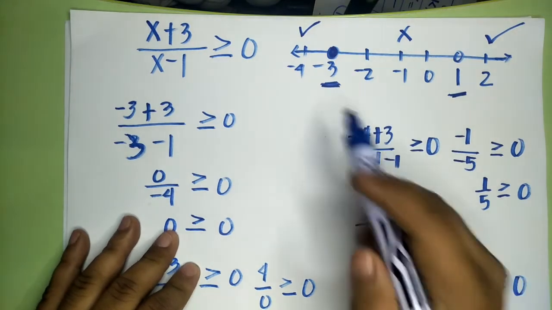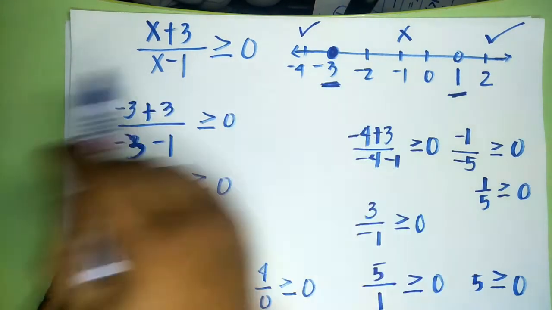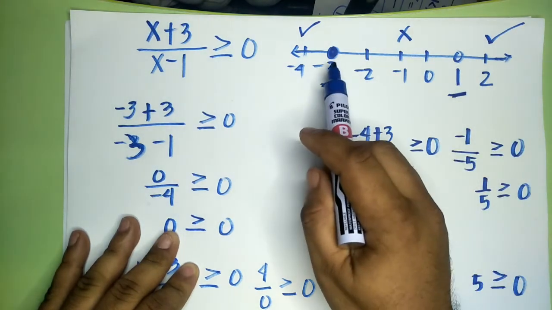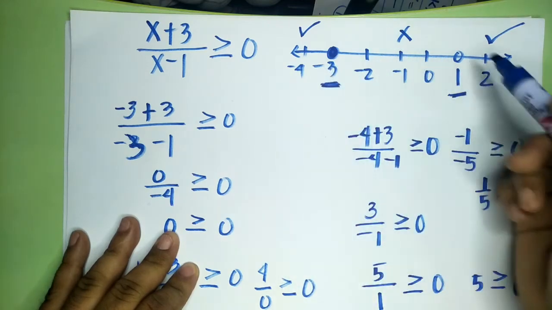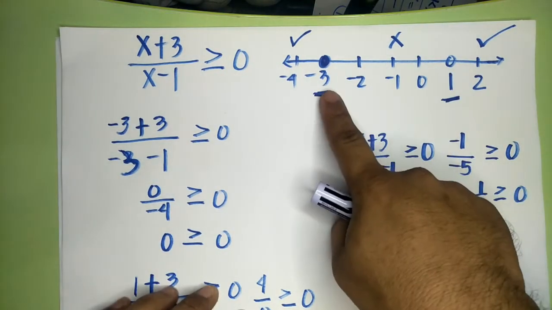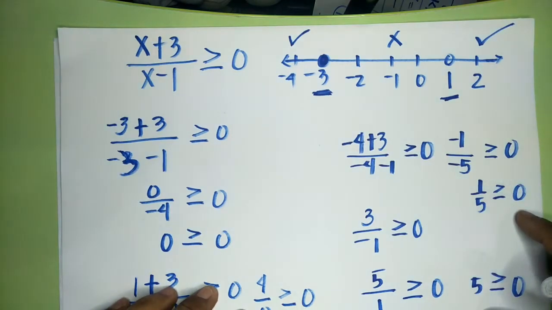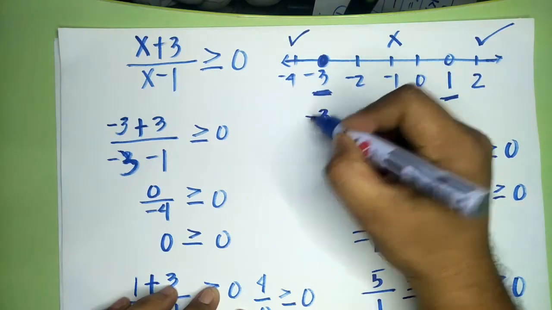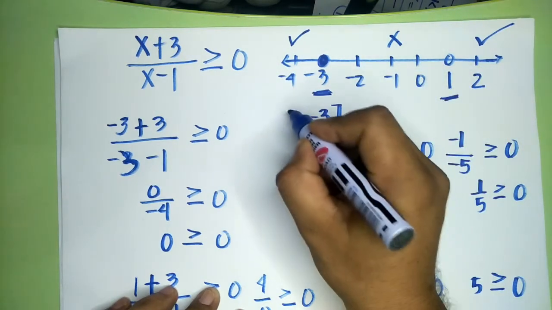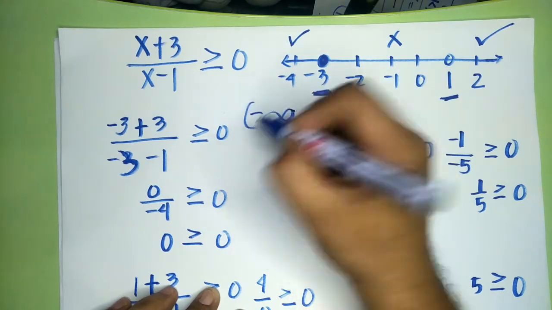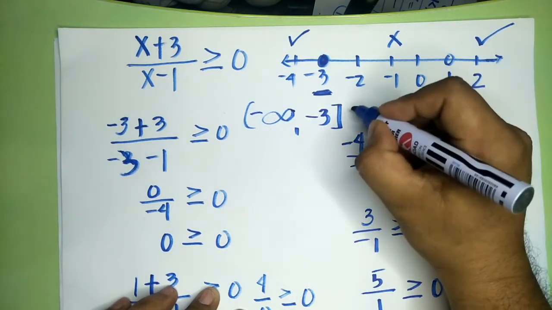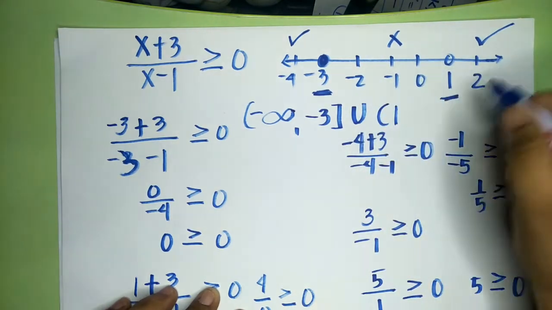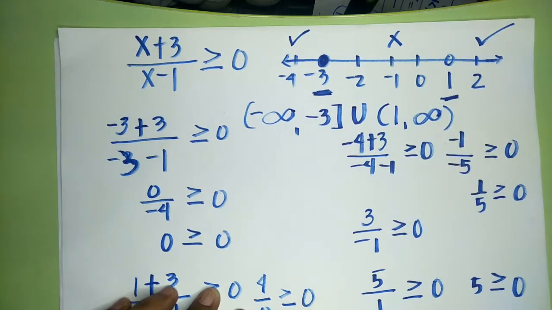Ngayon, kung papansin nyo, yung ating solution ay negative 3 pakaliwa at positive 1 pakanan. So, ibig sabihin, hindi included yung between negative 3 and positive 1. So, kung isusulat natin yung ating solution using set or interval notation, that is negative 3 kasama up to negative infinity. And then, union 1 hindi kasama up to positive infinity.